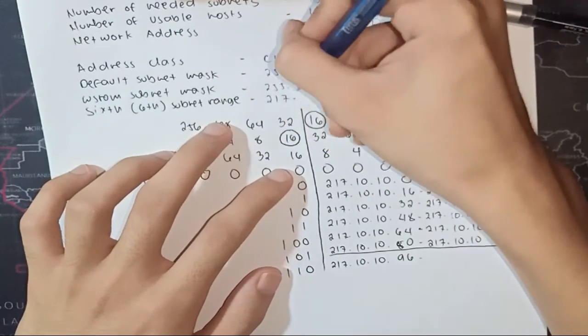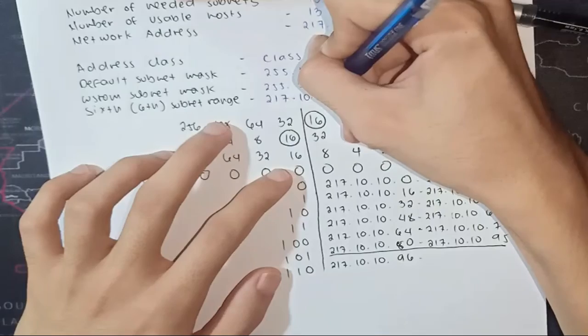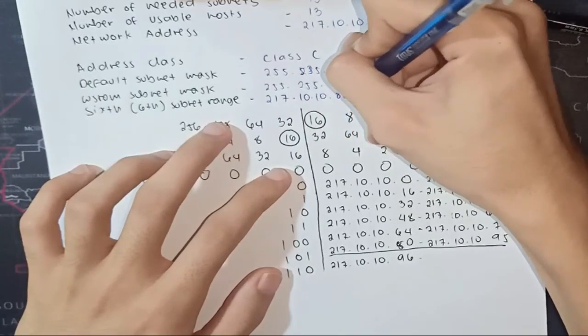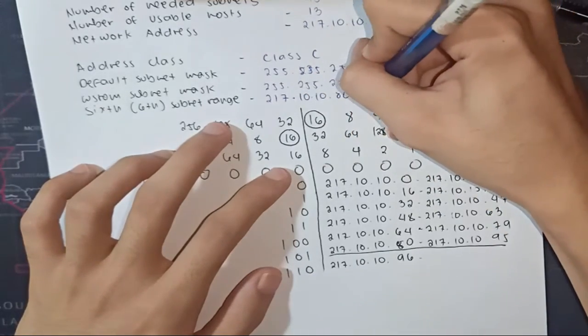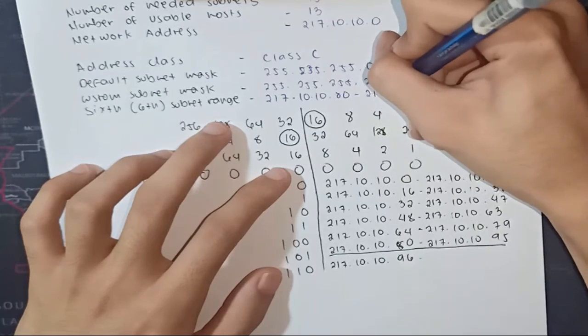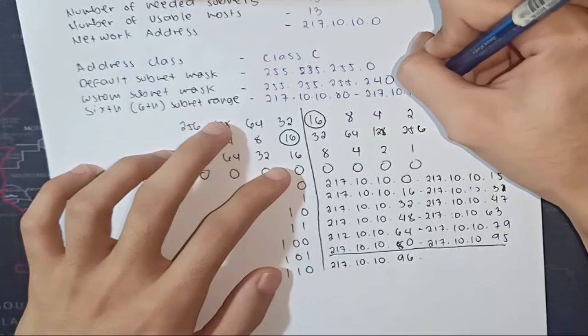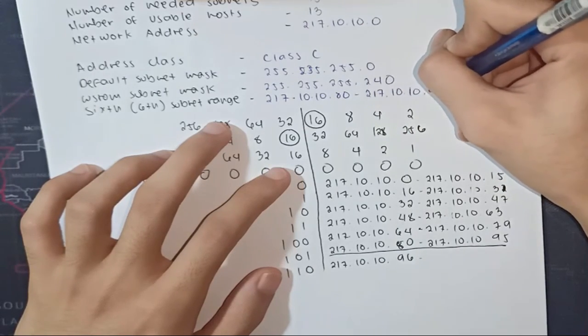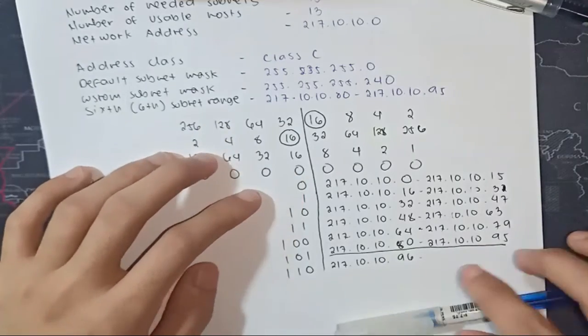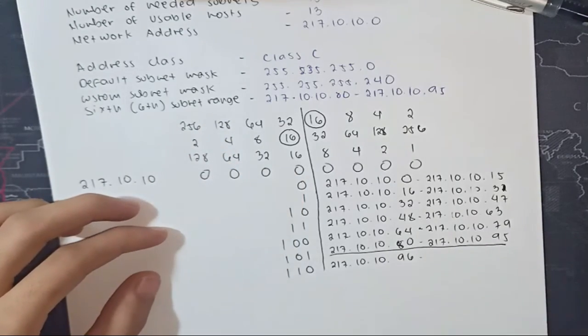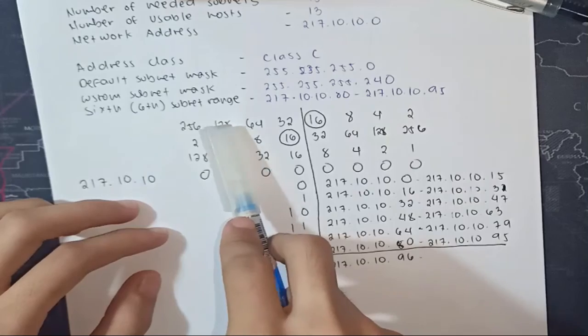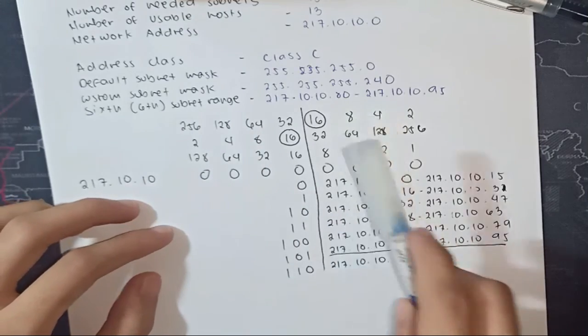217. So there you have it. We are now able to get the 6th subnet range.